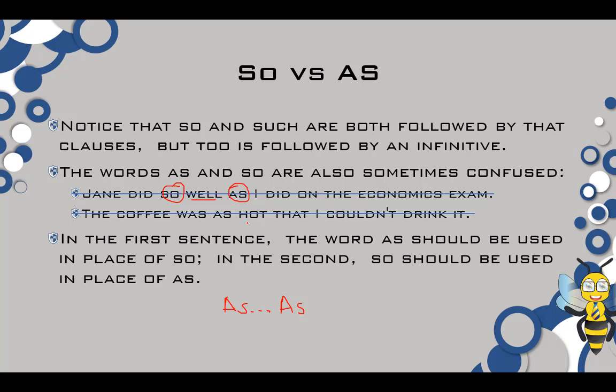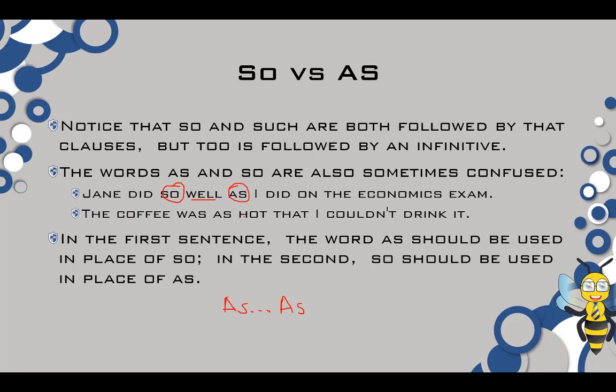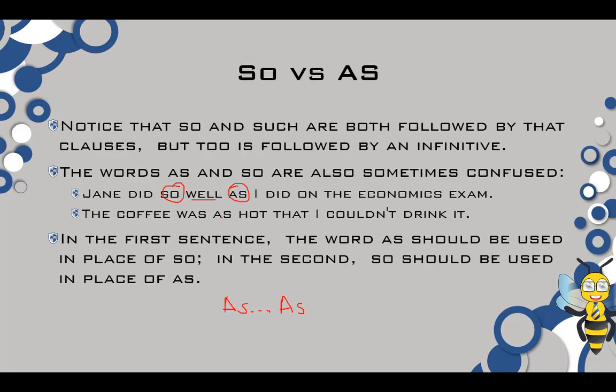Now, if we go back, we said here that we use so plus adjective and then a that clause. So in this example here we have as, then an adjective, and then a that clause. So this is obviously wrong. We should say so hot that I couldn't drink it. Okay?